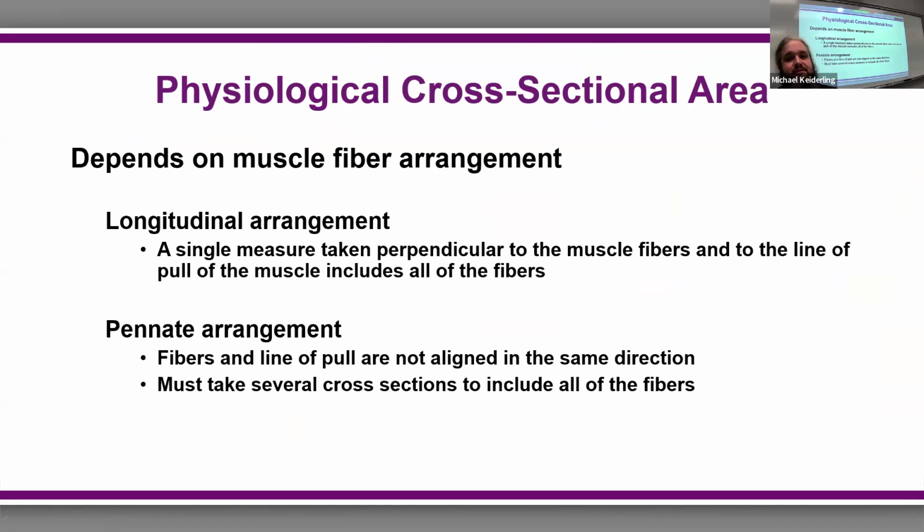So the cross-sectional area depends on how the fiber is arranged. If they're longitudinally arranged, you can take a single measure perpendicular to the muscle fiber and to the line of pull of the muscle that includes all the fibers. However, in a pennate arrangement, the fibers in the line of pull aren't aligned, so you have to take several cross sections to include all the fibers. But this does allow actually more force.